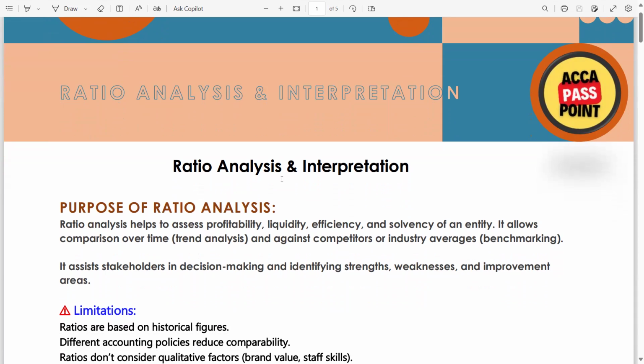Ratio analysis and interpretation. Why is ratio analysis and interpretation most important? Let's start with the purpose of ratio analysis. Ratio analysis helps to assess the profitability, liquidity, efficiency, and solvency of an entity. Okay, let's cover each of these aspects.